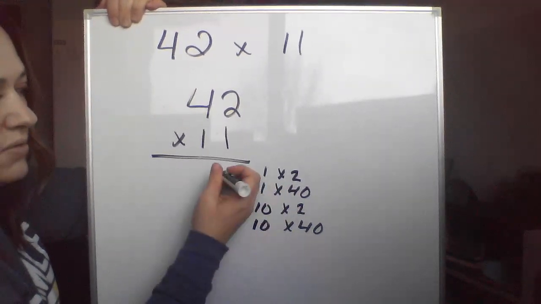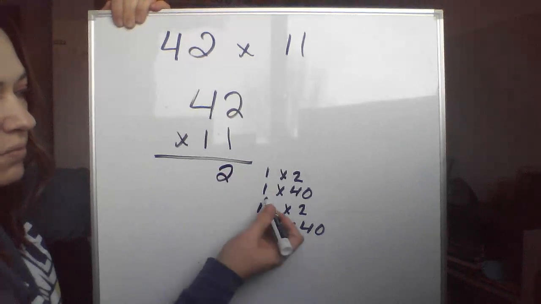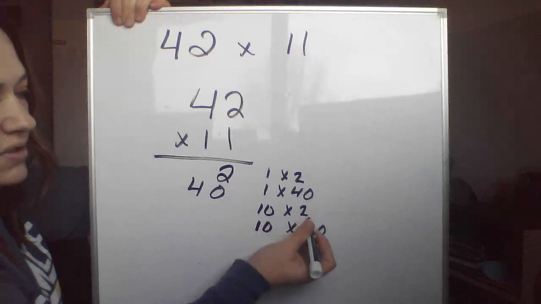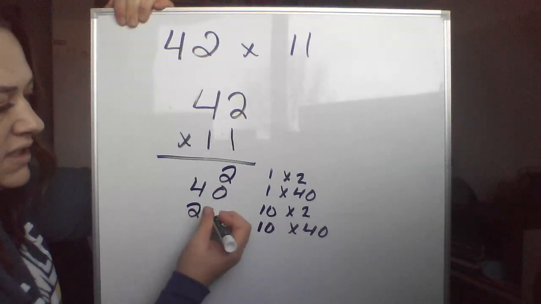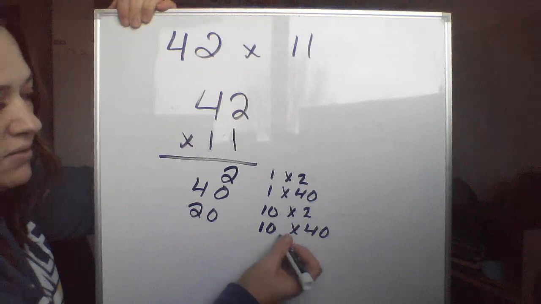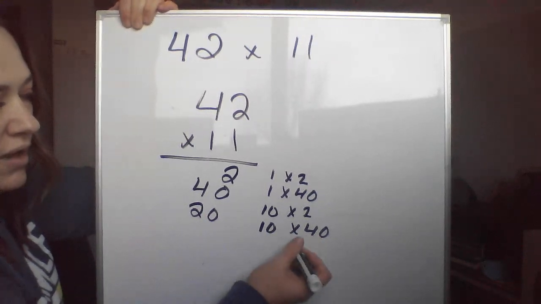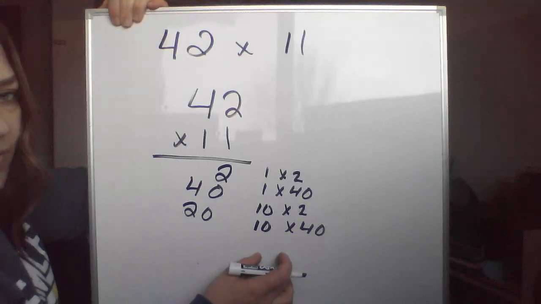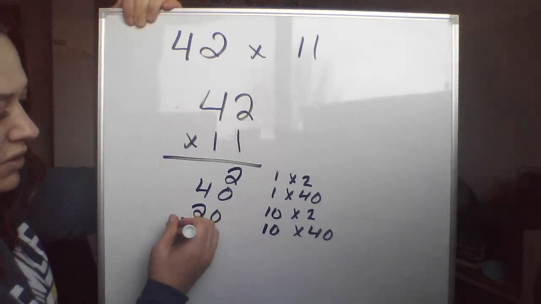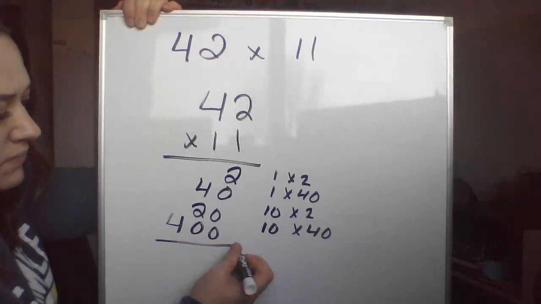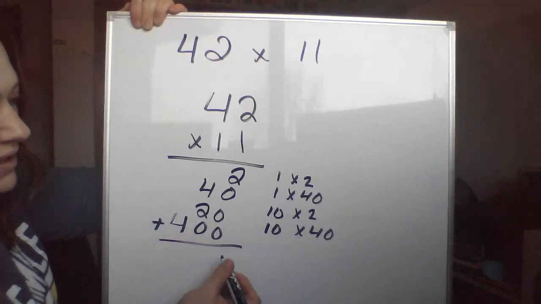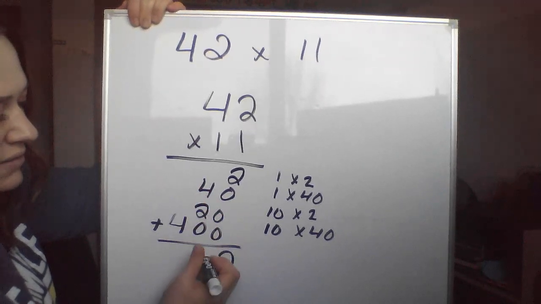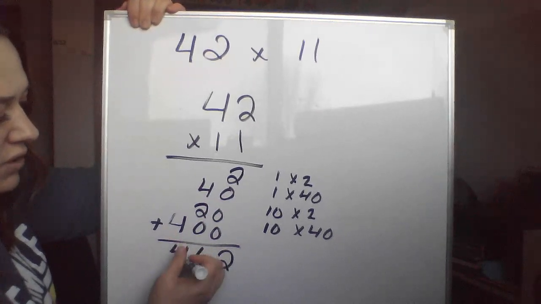So 1 times 2 is 2. 1 times 40 is 40. 10 times 2 is 20. 10 times 40, 1 times 4 is 4. Add my 2 zeros in there, so I know that. Remember, if I'm taking 10 times larger, that's going to give me hundreds. That's going to be 400. So when I add those together, 2, 4, 5, 6, and 4.